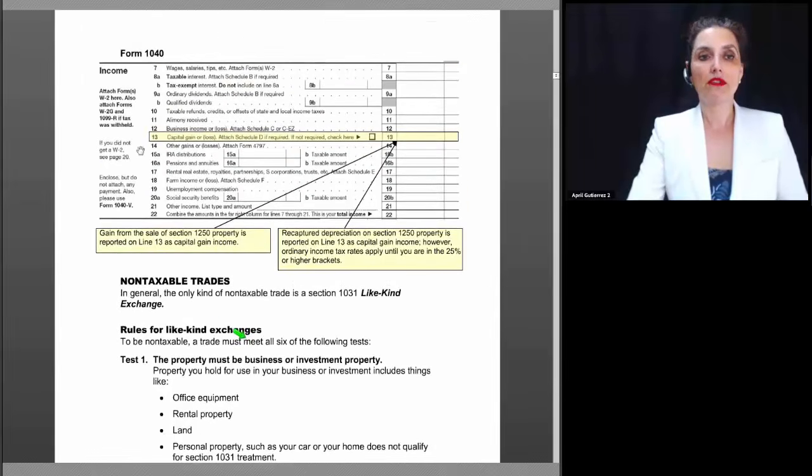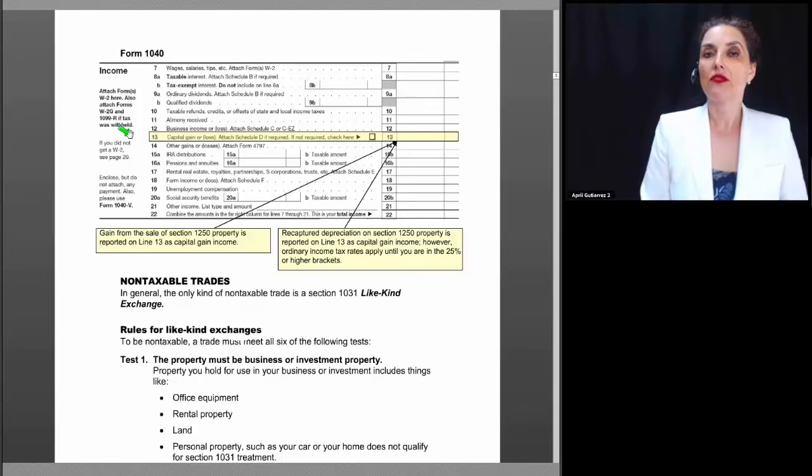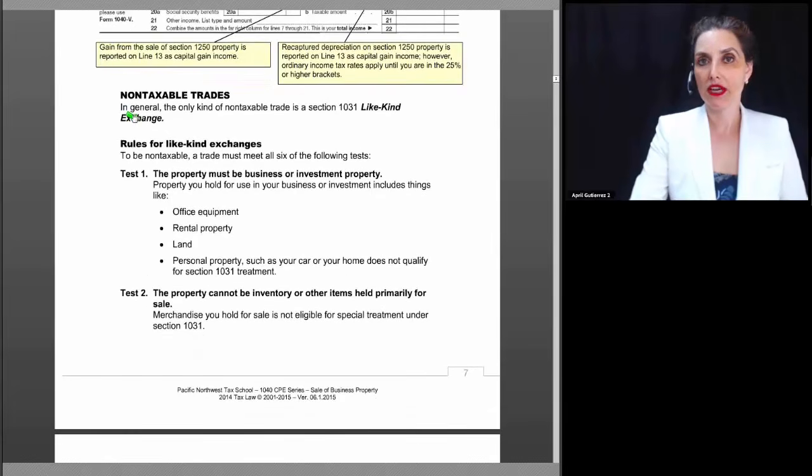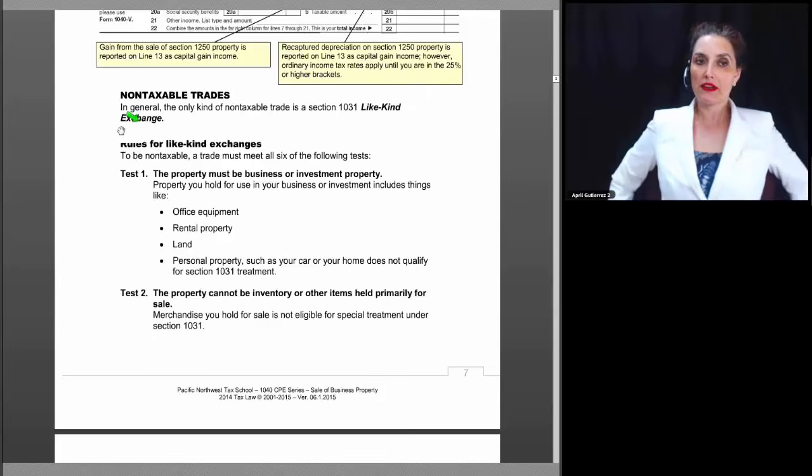Moving on, we are now looking at the Form 1040, and when we sell Section 1250 property, whether we sell it at a gain or a loss, it is always reported on line 13, and we don't make an entry on line 14 when we sell Section 1250 property. So we're going to come back to this concept of depreciation recapture and figuring profits or losses on Section 1250 and 1245 property in a little bit.